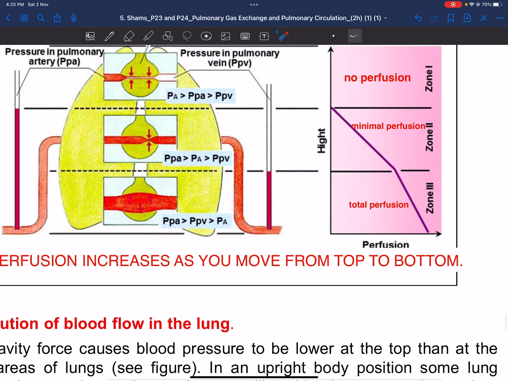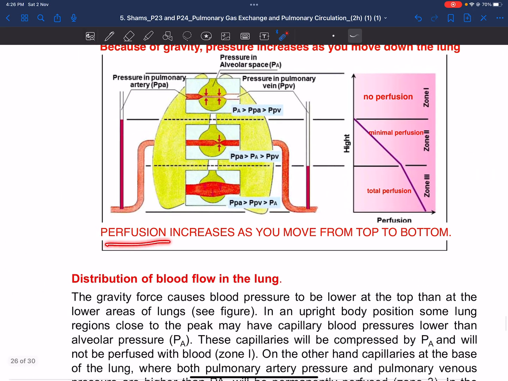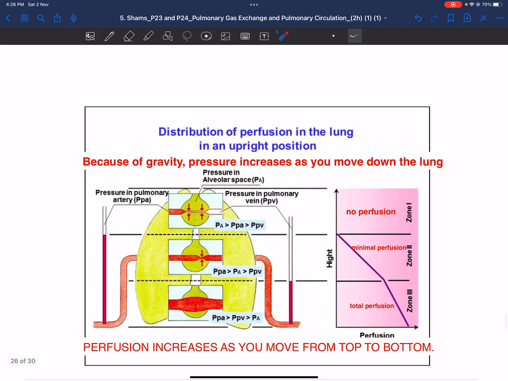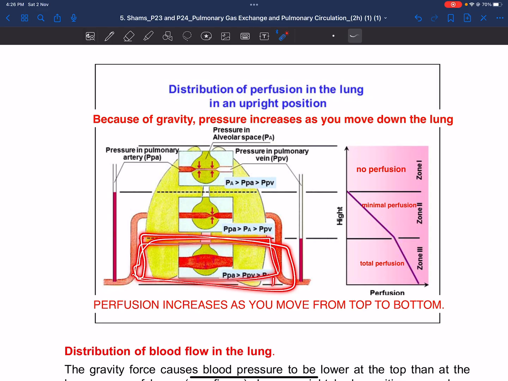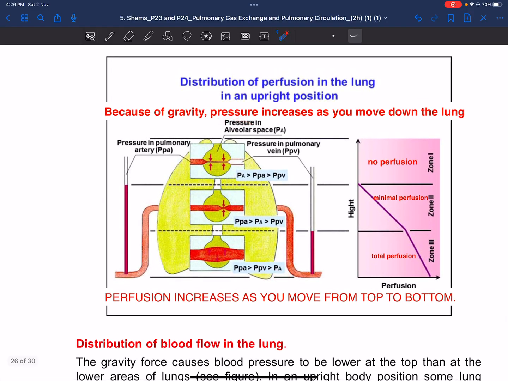Over here, however, in zone 3, you have total perfusion. The alveolar pressure is the least, whilst the arterial pressure and the venous pressure are greater than it. That's why it's fully flowing. Perfusion increases as you move from top to bottom: no perfusion, minimal, and total. This is also very important: because of gravity, pressure increases as you move down the lung. So pressure is the highest over here for arterial and venous, and lowest for alveolar. As you move down the lung, the pressure of PPA and PPV is the highest.